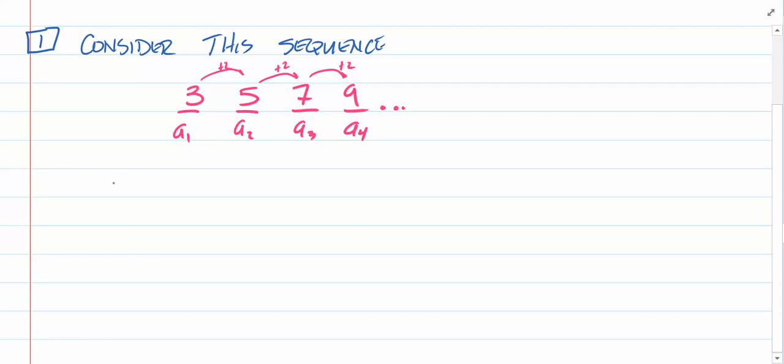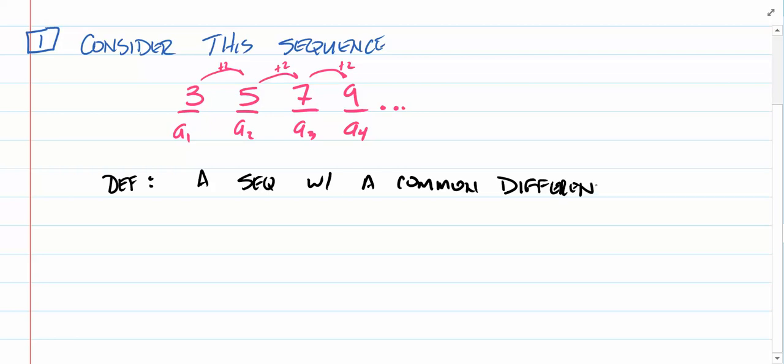So an arithmetic sequence, the definition for us, is a sequence with a common difference. And we're going to call that difference a D. So an arithmetic sequence is a sequence that has this thing called a common difference.